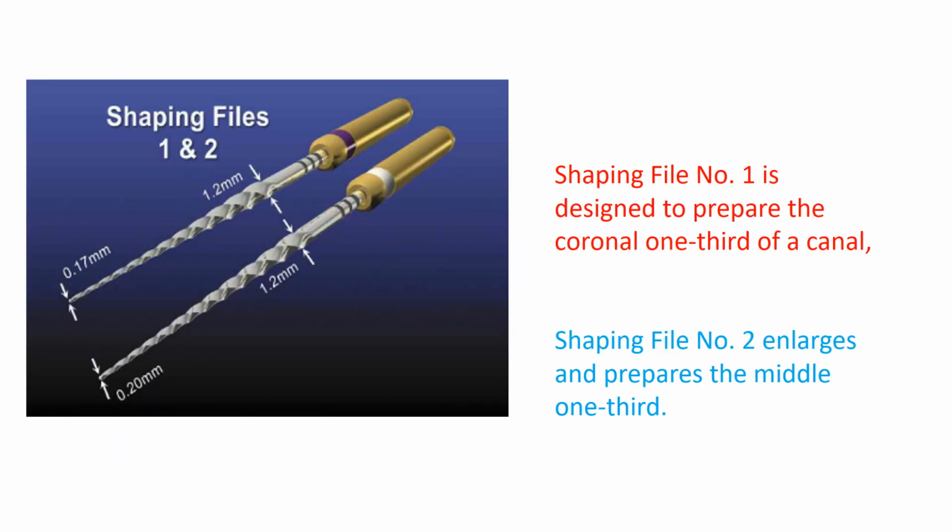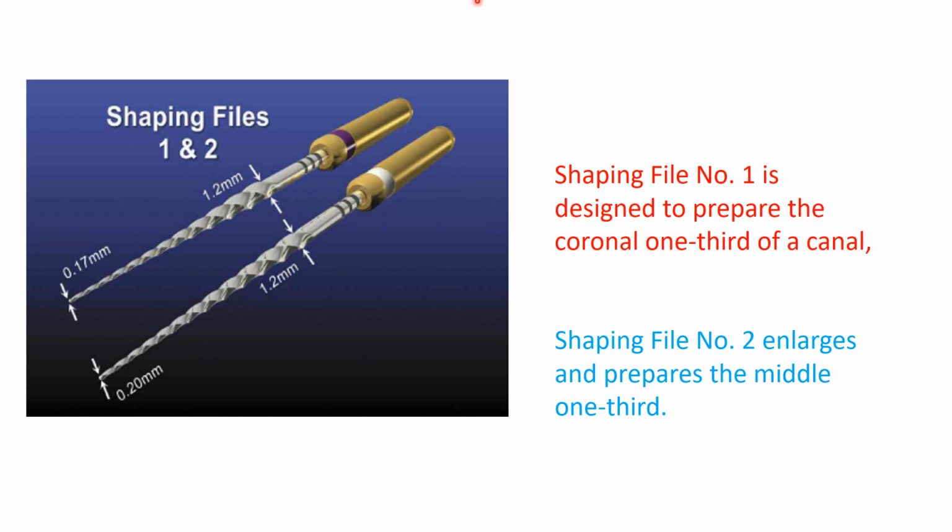Now let us see the shaping files S1 and S2. The tip diameter of S1 is 0.17 millimeters and the tip diameter of S2 is 0.20 millimeters. That means S2 corresponds to a number 20 K file. The shaping file number 1 is basically designed to prepare the coronal third of the canal, and S2 enlarges the middle third of the canal.